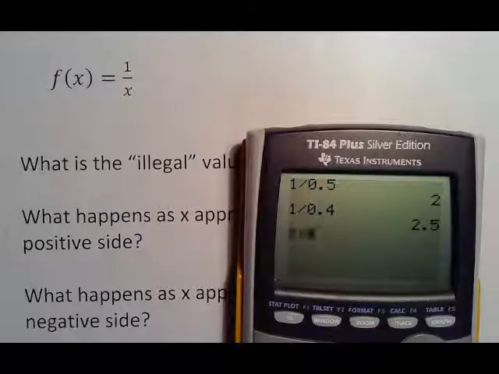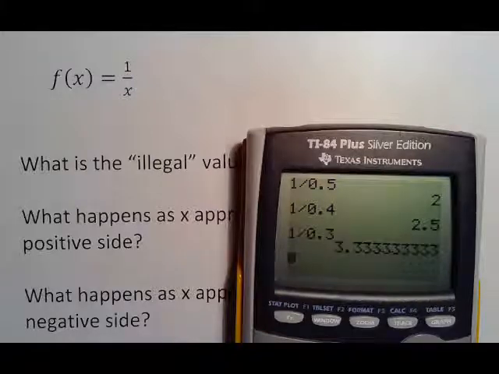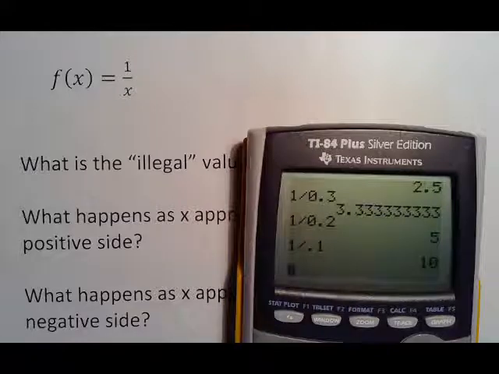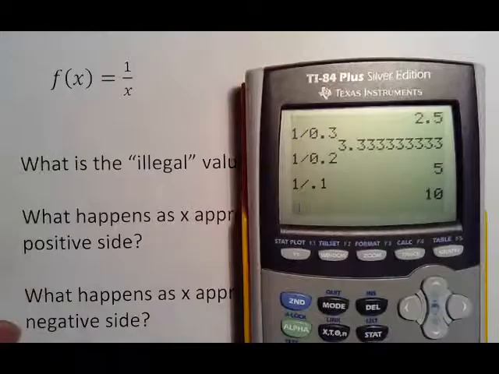1 divided by 0.3 gets a little bit bigger. 1 divided by 0.2, again getting closer to 0. Notice the number gets bigger. And 1 divided by 0.1 is 10. Now, based off of what we know about numbers, that's not really close.